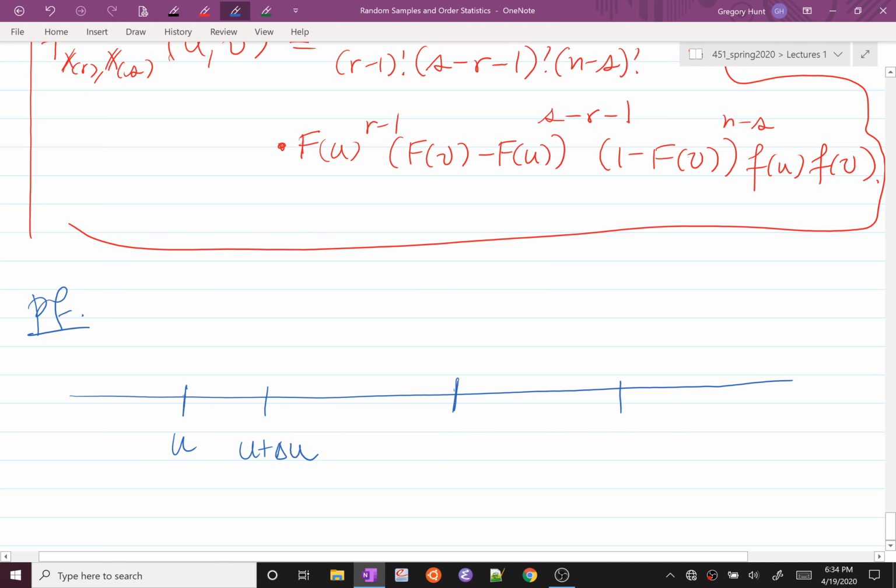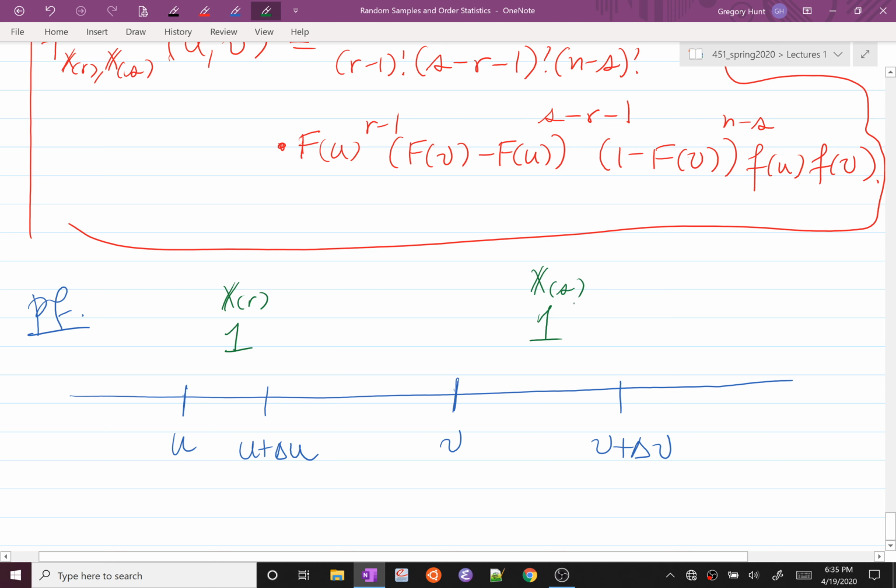We have v and v plus delta v. So u is our value for the rth order statistic, and v is our value for the sth order statistic. s is bigger than r. So we're going to do this kind of accounting where we account for how many things should be in this interval. As we shrink delta u to 0, we're going to have one thing in that interval, namely x sub r. And as we shrink delta v to 0, we're going to have one thing in this interval, namely x sub s.